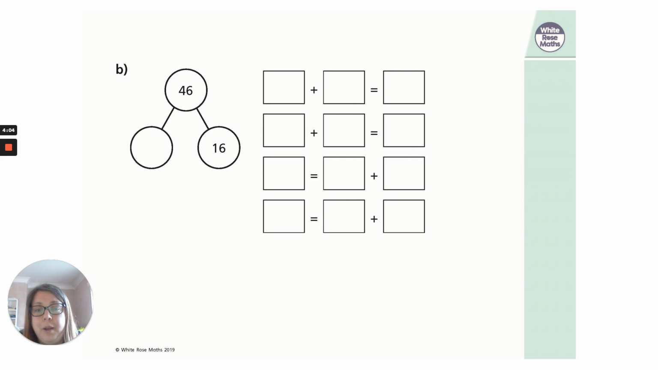So if you've got any problems, because it is a little bit tricky, please message me on Tapestry and have a go. So pause the video and have a go at this one, and then the answers will come on, and then see if you can create 2 of your own. So remember, just thinking about splitting that tens number up, not the ones number.